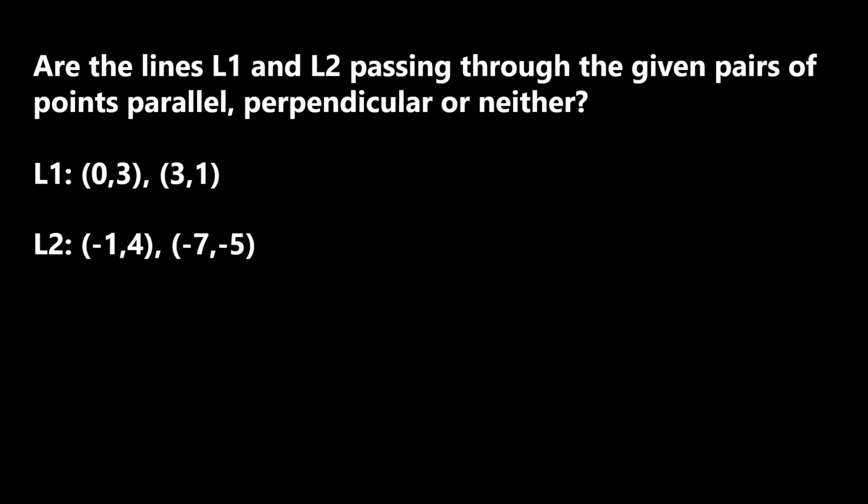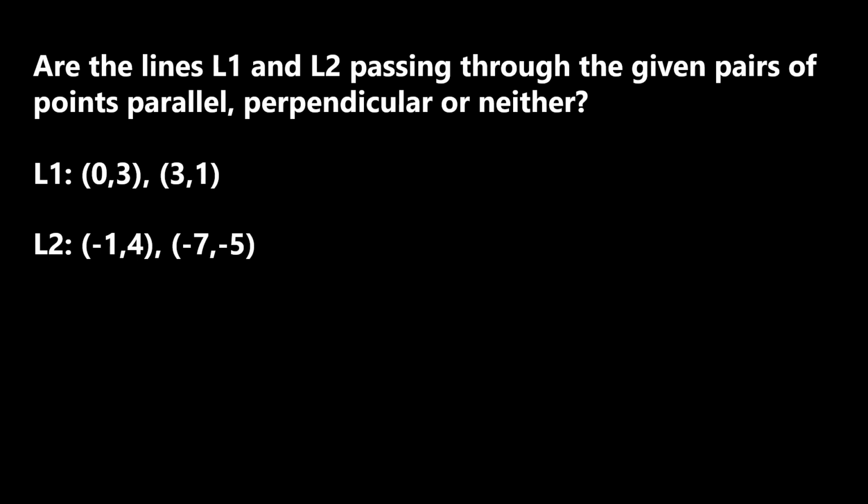All right, looking at the second question, again, go ahead and pause the video right now to see if you're able to work this out on your own, and then come back to check yourself. All right, welcome back. The next question says, are the lines L1 and L2 passing through the given pairs of points parallel, perpendicular, or neither? So once again, if I'm looking at 2 points that are given to me and I want to determine if they're parallel or perpendicular, I need to look at their slopes.